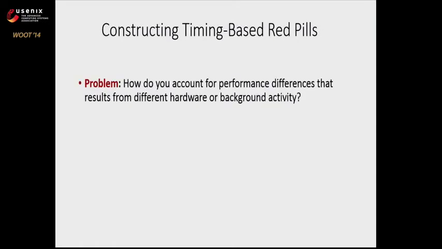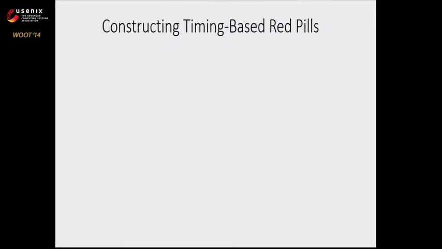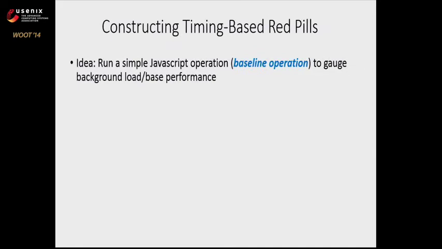There's an additional problem, though, in that because we're using performance differences, how do we account for users who have anomalous performance as a result of background activity or different hardware? Right? The raw execution times of operations are going to be unreliable if background load can distort them. And so the solution that we use is relative timing measurements. Specifically, first we're going to run a simple JavaScript operation, and we're going to call this our baseline operation.